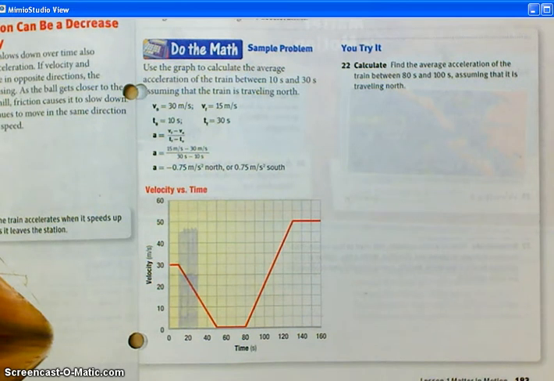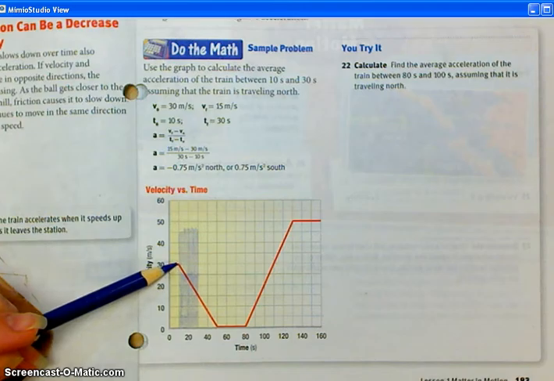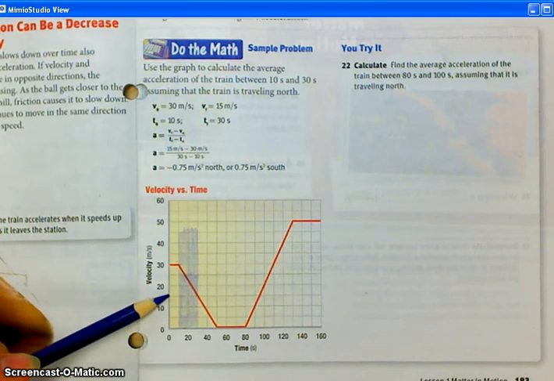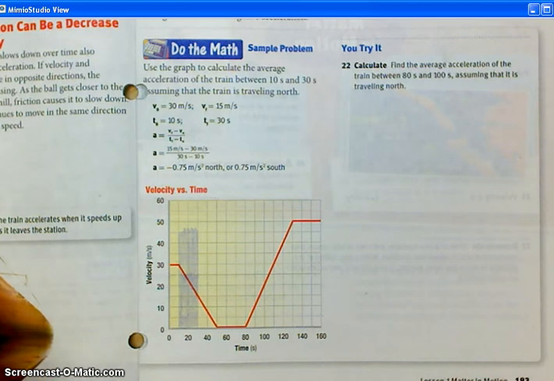Okay, that we're talking about right now, from 10 seconds to 30 seconds. All right, so I know that my time interval is 20 seconds because 30 minus 10 is 20. But then we also need to look at what the velocity does during that time. So if I look at 10 seconds, I am at a velocity of 30 because that's where the red line is. At 30 seconds, I am at a velocity of 15. Okay? 30 minus 15 is 15.